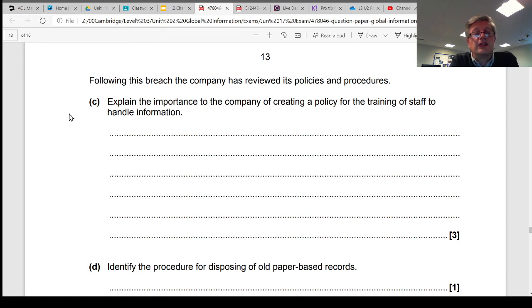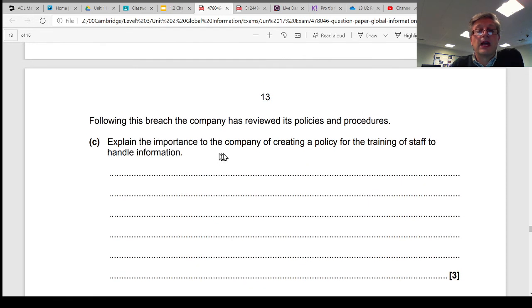So the question asks you to explain the importance of creating a policy so that staff are trained to handle information properly. Okay, so if we think about the context of the question, we know there's been a breach. We know they're reviewing policies and procedures, and we are being asked to think about the policy that might exist, the section of the policy that would deal with the training of staff and how they go about handling information, because we don't want this thing to happen again.